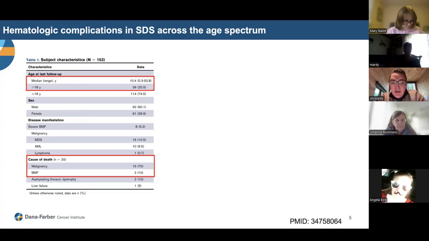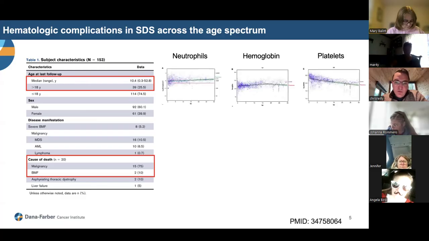And so, to that end, this is a study that was published through data obtained through the SDS registry by Dr. Cass Myers and Dr. Kiko Shimamura and others. And what they looked at was over the age spectrum. So as individuals get progressively older with Shwachman-Diamond syndrome, what is actually happening with their blood counts? And this is the best data to date that we have to really answer that question.